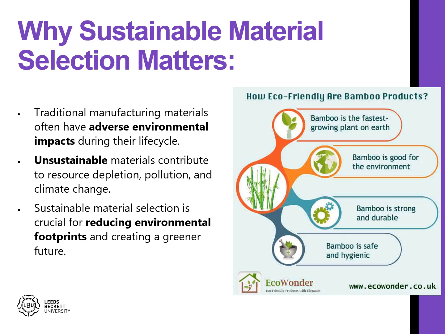So traditional manufactured materials often have adverse environmental impacts. We know this, and unsustainable material selection is what's happening now, and we want to look at alternatives. For example, things like bamboo. Bamboo is an amazing product. It's extremely fast growing. It's good for the environment. It's extremely strong and durable. And bamboo is also safe and hygienic as well. So it's one of the products that will come up throughout the presentation. Sustainable material selection is crucial to reducing environmental footprints and creating a greener future.